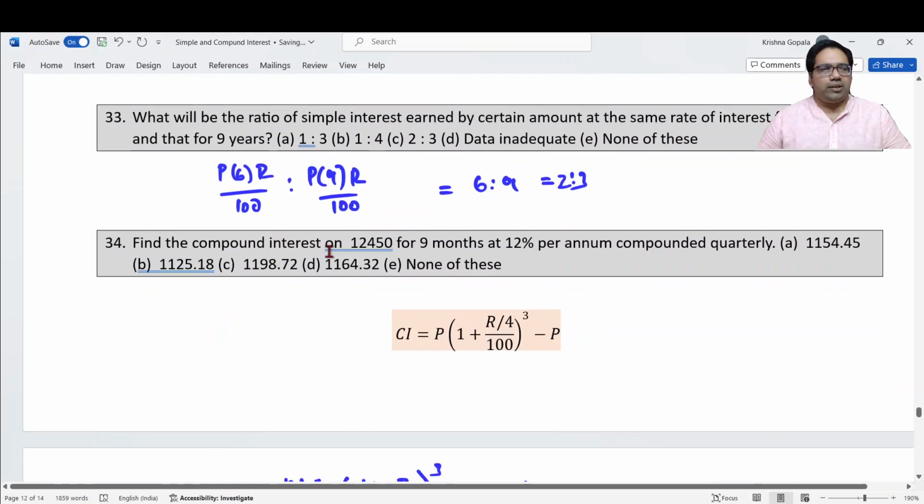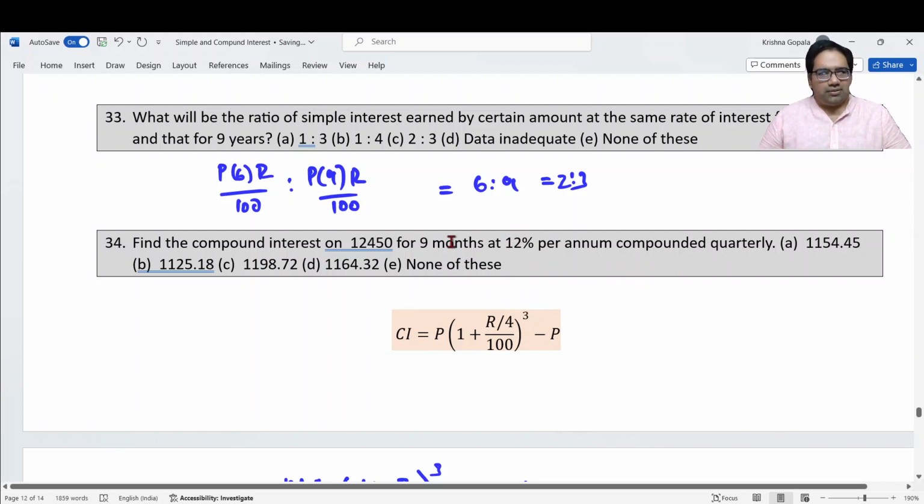Find the compound interest on 12450 for 9 months at 12% per annum compounded quarterly. This is interesting, right? 12% per annum. That means for every quarter, a quarter is 3 months. There are 4 quarters in a year. So the interest rate will become 12 by 4.